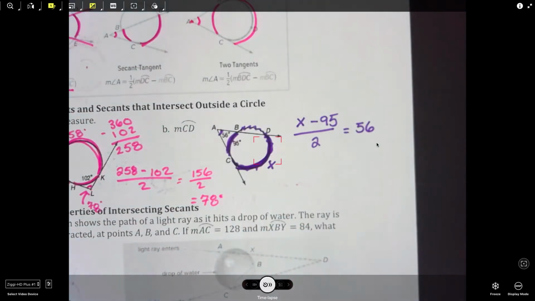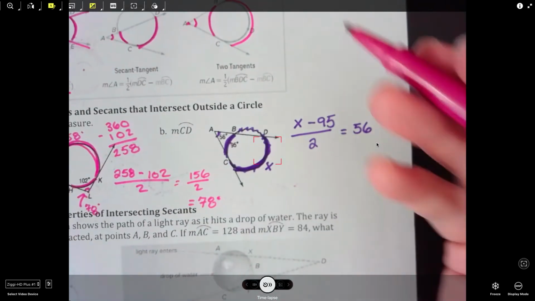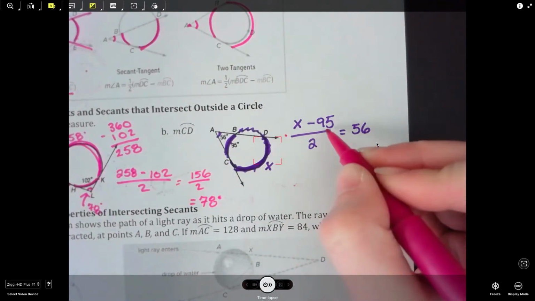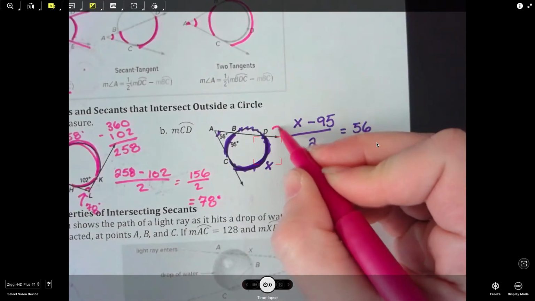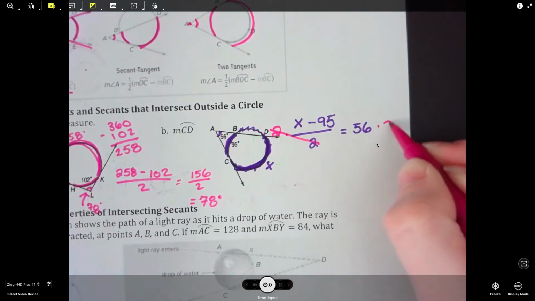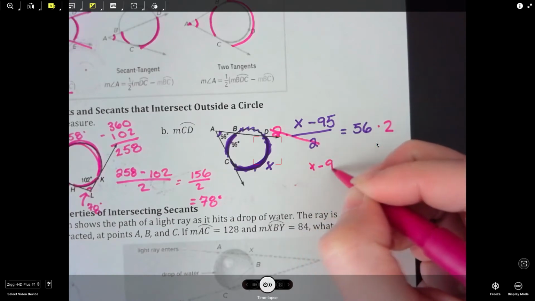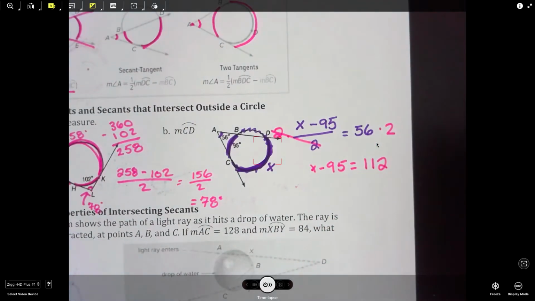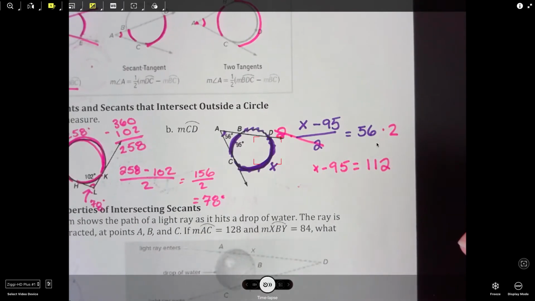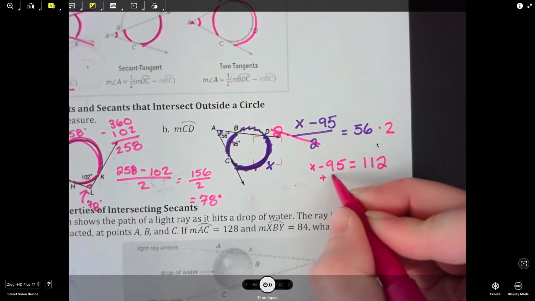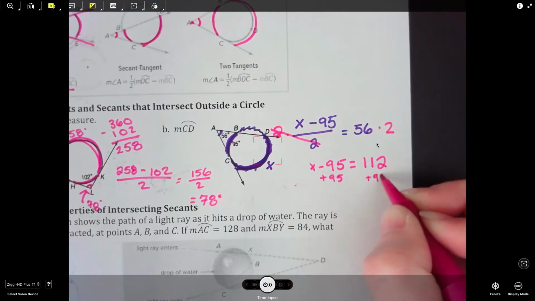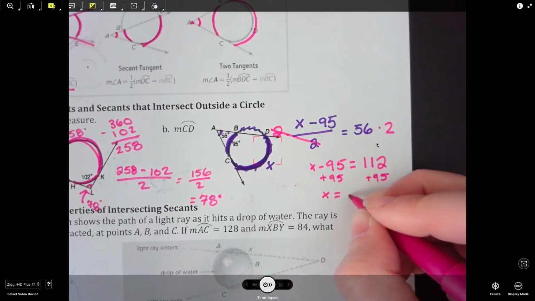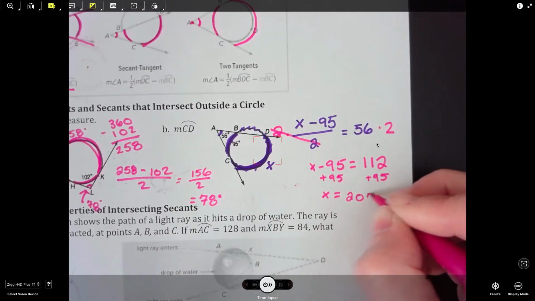Okay? Now I do, just like I did in part C on the front side, I reverse the order of this. So I want to get rid of that 2 first. Opposite of dividing by 2 is multiplying by 2. I'm going to multiply by 2. X minus 95 equals 112, which is 56 times 2. Right? Then I'm going to add 95 to get the 95 to the other side. X equals 207, I believe.